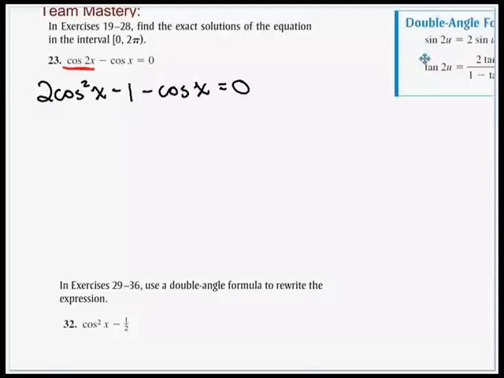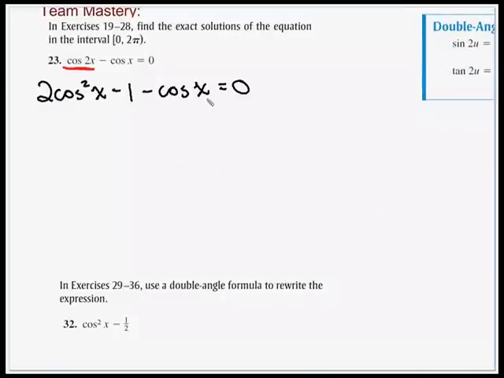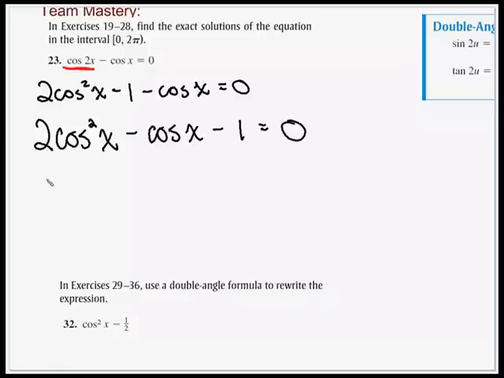Okay, what do we do next? Well, let's see. We have a squared term, a first power term, and some numbers. It looks like this could be a quadratic. And I'm going to rewrite it in descending order. My squared term first, my first power term, minus 1 equals 0. Can we factor this?